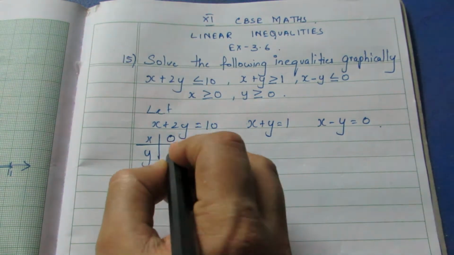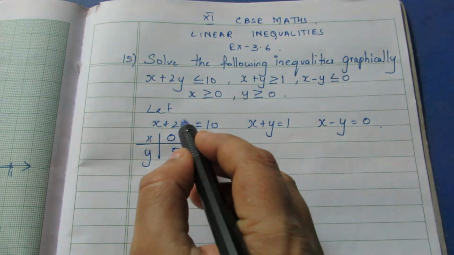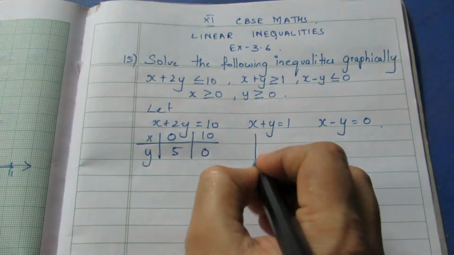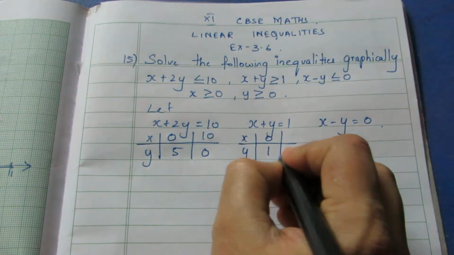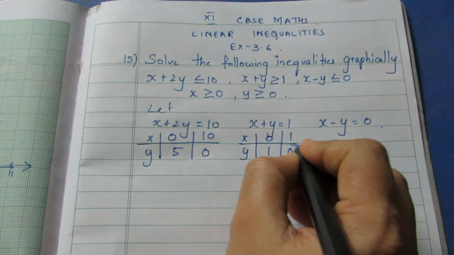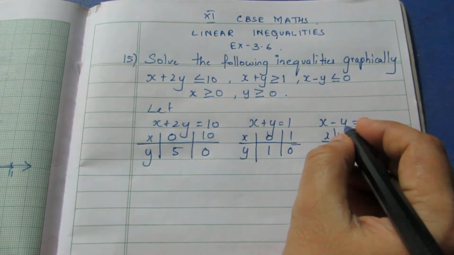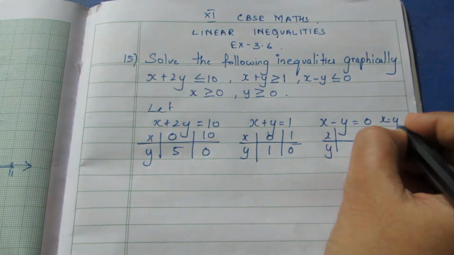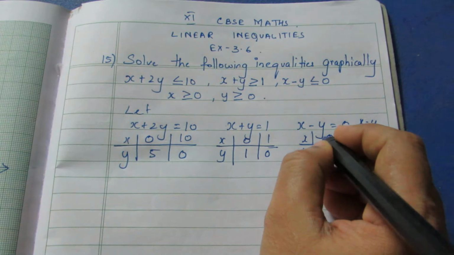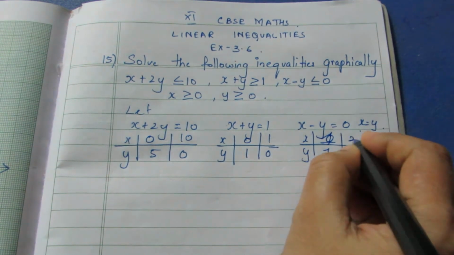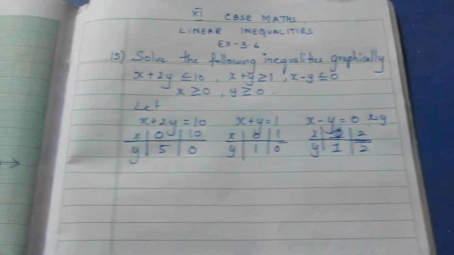Taking x to be 0, y will be equal to 5. Taking y 0, x will be equal to 10. The same way substitute here. If I put 0, it will be 1. If I put 0 here, it will be 1. So here we know that this is the x is equal to y graph. X is equal to y graph means if we substitute any solution, it will be the same. So let me substitute 1, 1, 2, 2, because x and y are equal. We'll plot it on the graph.